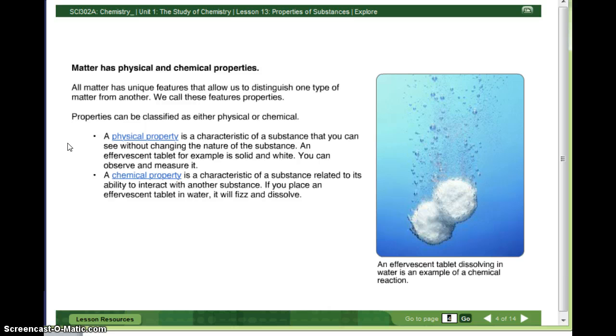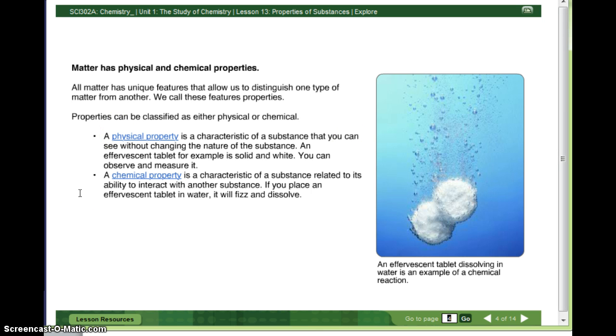A physical property is a characteristic of a substance that you can see without changing the nature of the substance. An effervescent tablet, for example, is solid and white. You can observe and measure it. We could also say that it's about an inch across, so we could use size as well. We could say how heavy it is. We could find the density. All that kind of data that you can find without changing the substance, all of those are considered physical properties.